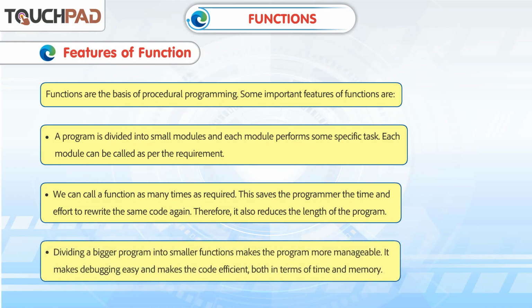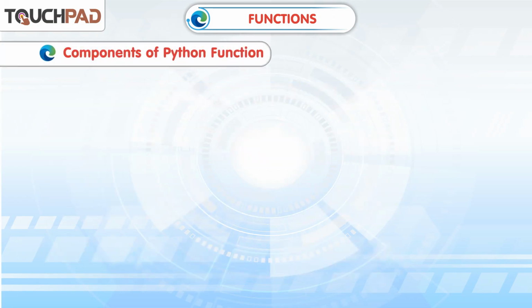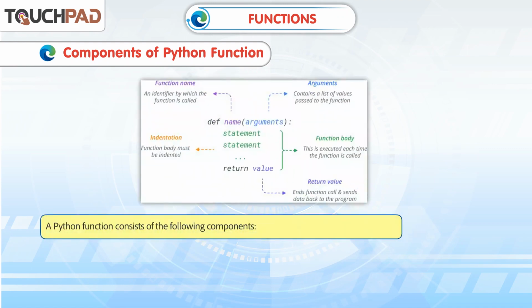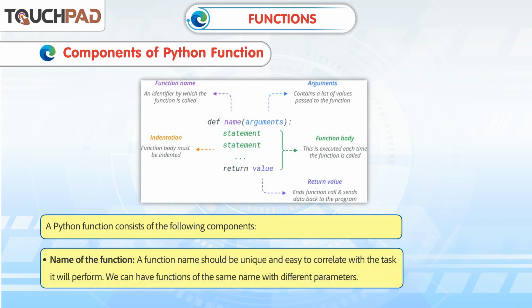Dividing a bigger program into smaller functions makes the program more manageable. It makes debugging easy and makes the code efficient both in terms of time and memory. Components of Python function. A Python function consists of the following components. Name of the function. A function name should be unique and easy to correlate with the task it will perform.